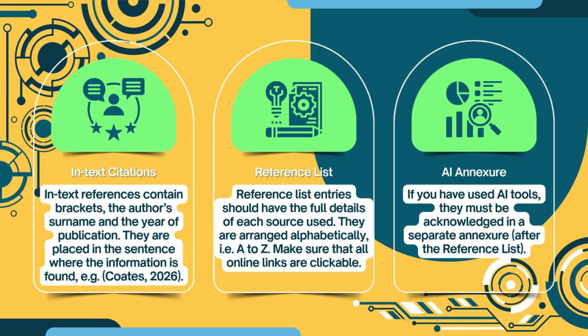The three most important things to take note of when it comes to referencing are in-text citations, the reference list, and an AI annexure. In-text references contain brackets, the author's surname, and the year of publication. They are placed in the sentence where the information is found. For example, Coates, 2026. The reference list is situated at the end of the document and contains the full source details. Lastly, the AI annexure goes after the reference list.